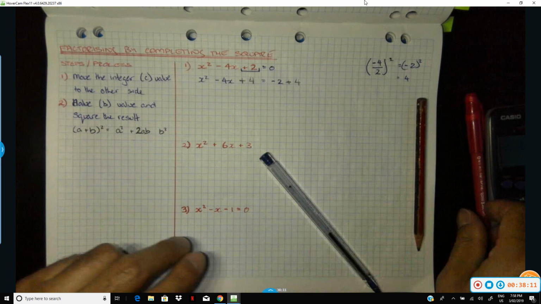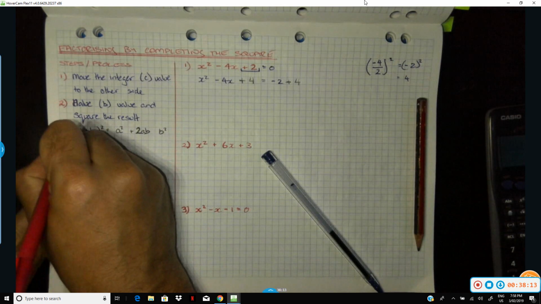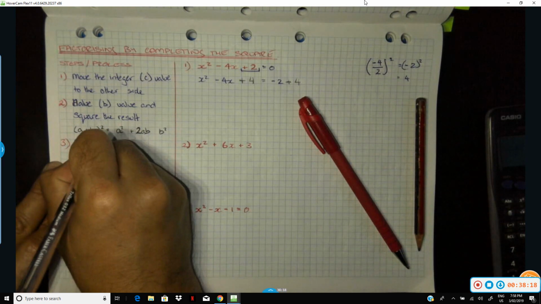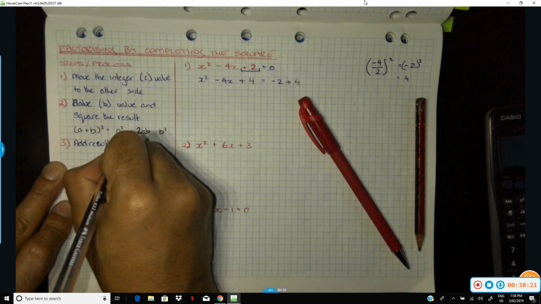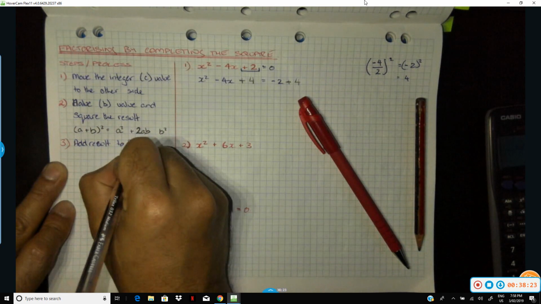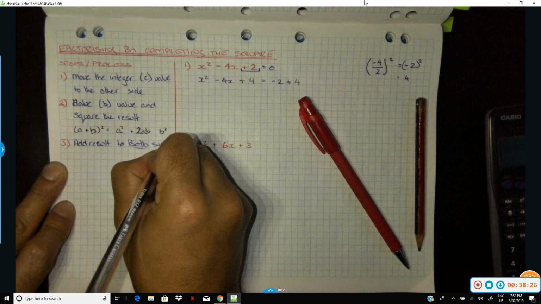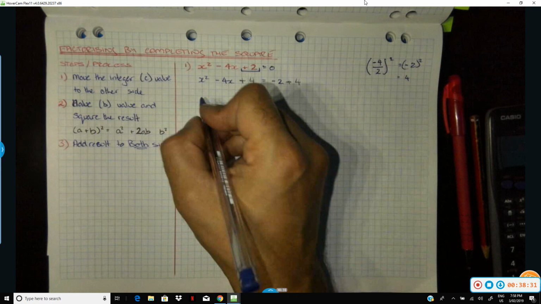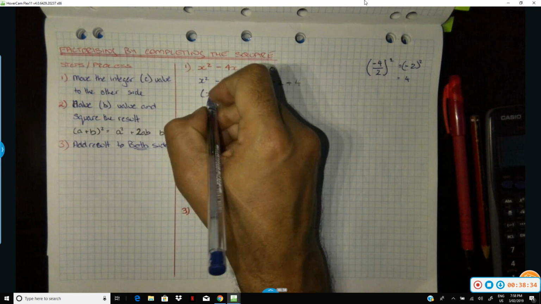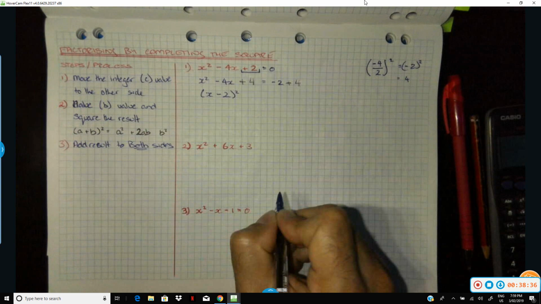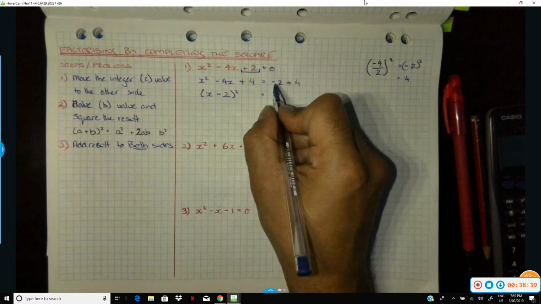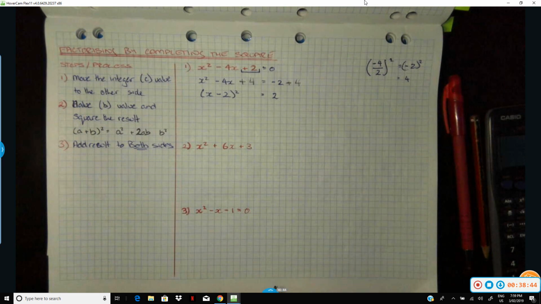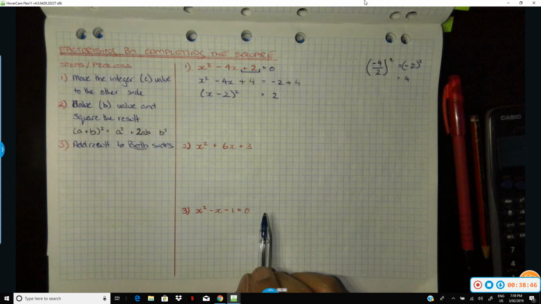Very important to add the result to both sides. Now I can factorize this. So x squared minus 4, that's just going to be x minus 2 all squared. Negative 2 plus 4 is positive 2. Just adding those two numbers together.